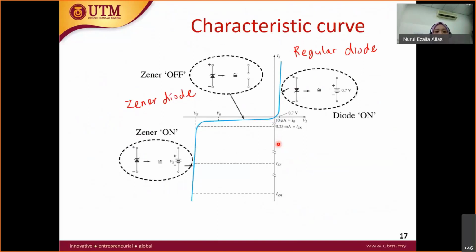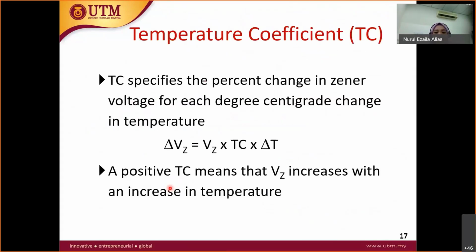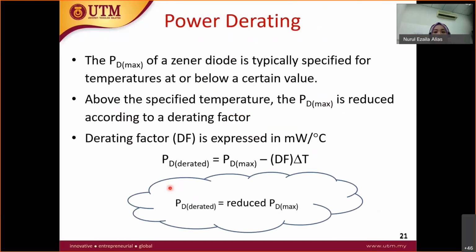And then we see the characteristic. This is the characteristic curve. For the normal diode here, this is forward bias. And then at the negative side here, this is the reverse bias diode. And then this is when the Zener diode is on. So the Zener diode works in reverse bias mode. So these are the other example.